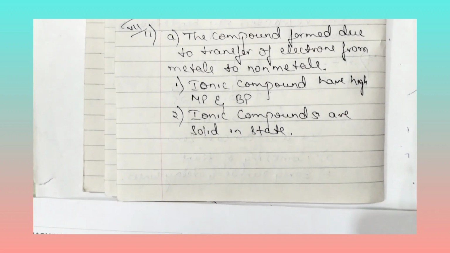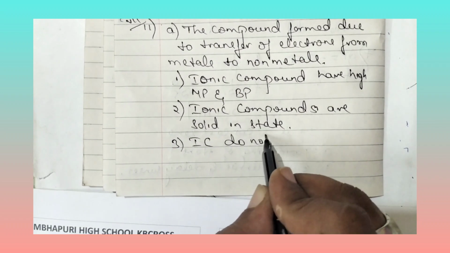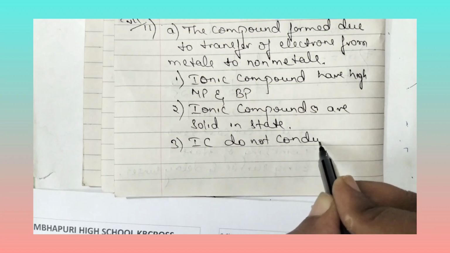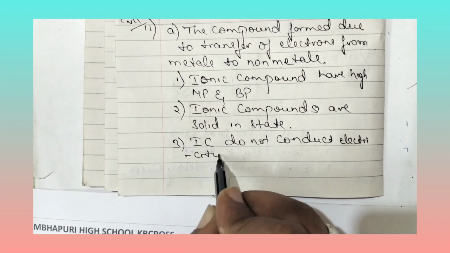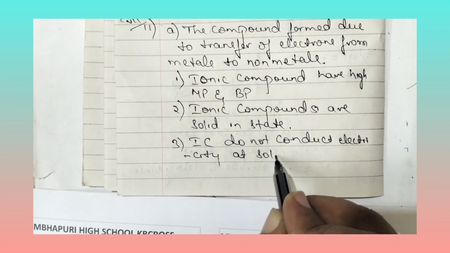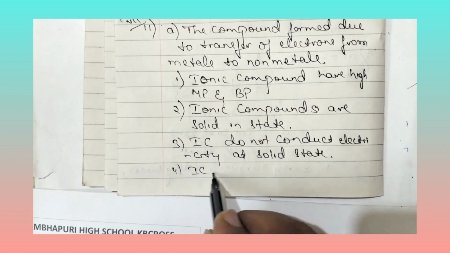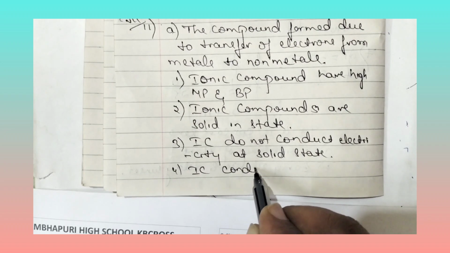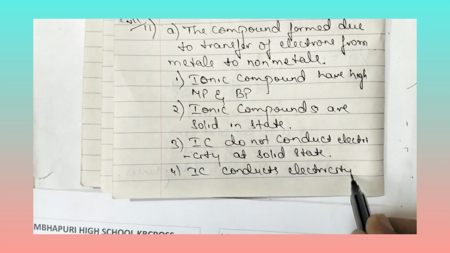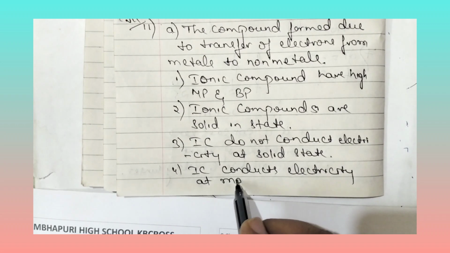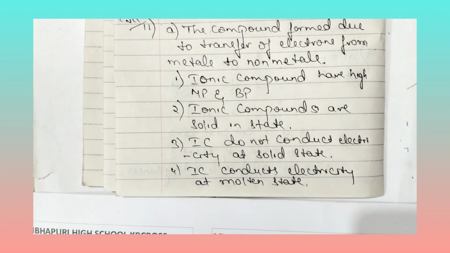This is the second property. Then third property, ionic compounds do not conduct electricity at solid state. Then fourth one, ionic compound conducts electricity at molten state. So these are the four properties of ionic compound.